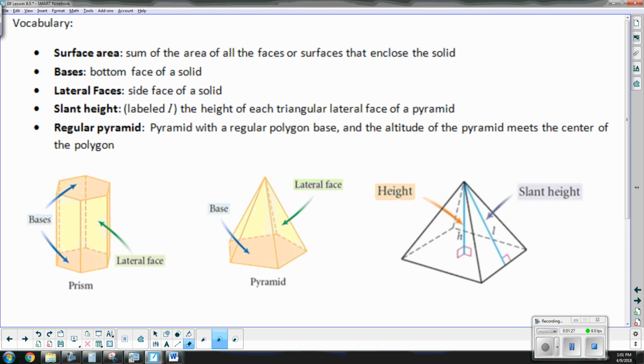And then the lateral faces are the sides. So in a prism, if you look at all of these lateral faces, this is one lateral face right here. Those are all rectangles. In a pyramid, the lateral faces are triangles.